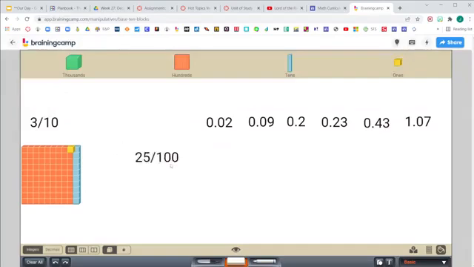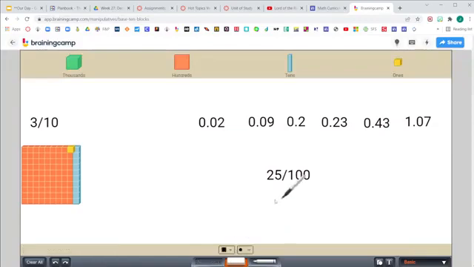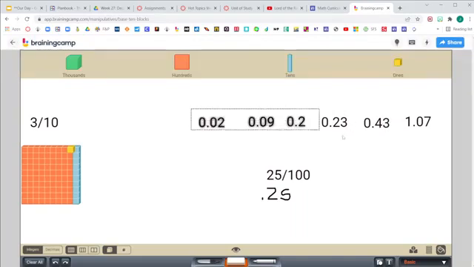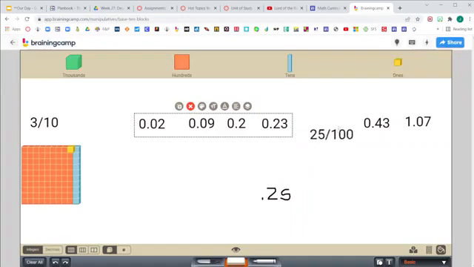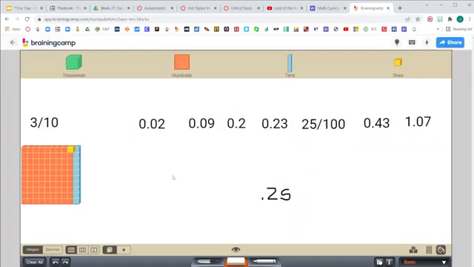Now, sometimes I'm going to have some decimals and some fractions that I need to decide what order they go in. So let's think about where this number would go in our lineup here. I have 25 hundredths. Well, if I was thinking about writing this as a decimal, I would have 2 full tenths and 5 hundredths. So here is what it would look like. Okay, I know that that's bigger than 23, but smaller than 43. So I'm going to move this guy right in here where he belongs.